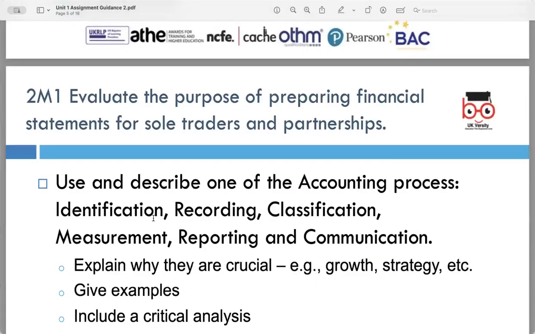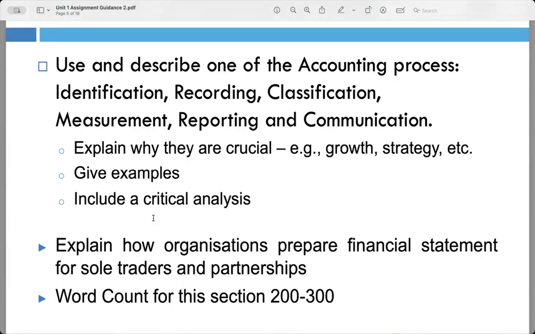Evaluate the purpose of preparing financial statements for sole traders and partnerships. Further reading. This task involves evaluating the purpose behind preparing financial statements and explaining the accounting process involved. Identification, recording, classification, measurement, reporting, and communication. This step outlines how financial data is processed from raw transactions to the final financial statements.